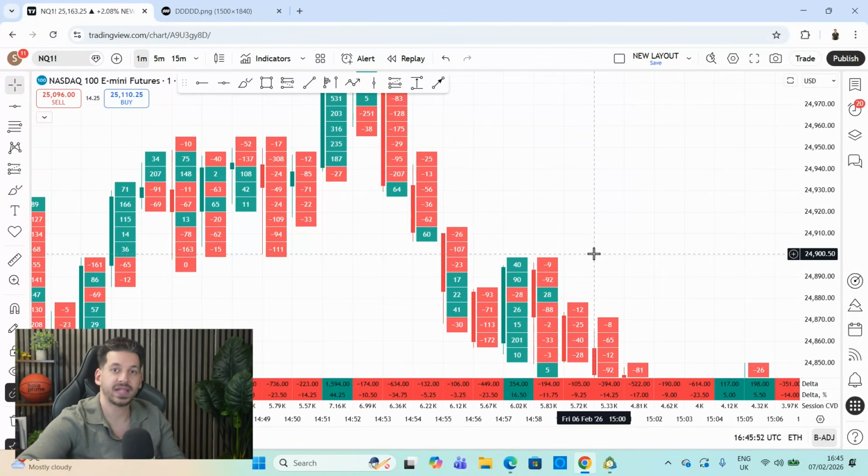So now that you understand what you're actually seeing in the footprint, how do you actually trade it? I think that's the big question everyone's going to be asking. That's great, Sam, but how do I actually trade it? How can I make trades? If I can't follow high volume, what the hell am I meant to do?